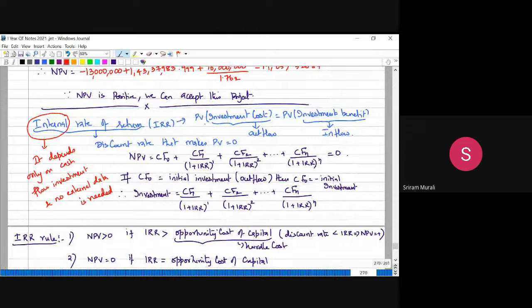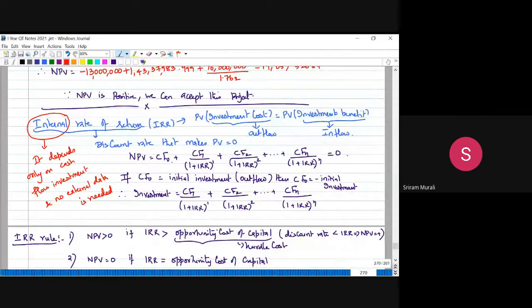It is the discount rate at which the present value of investment cost is equal to the present value of investment benefit. Investment cost is outflow. Investment benefit is said to be inflow. The discount rate that makes the present value 0. So what is internal? It depends only on the cash flow of the investment, and no external data is required.